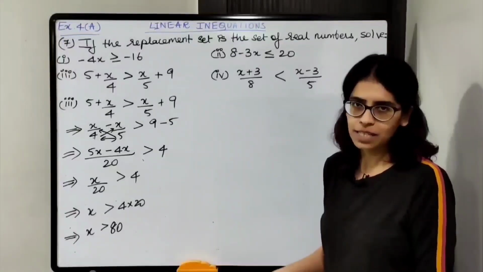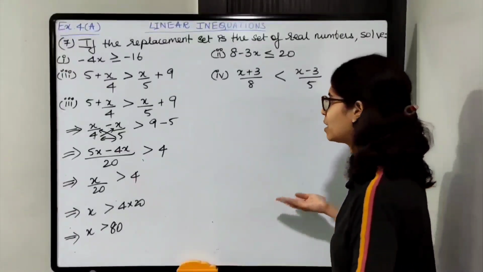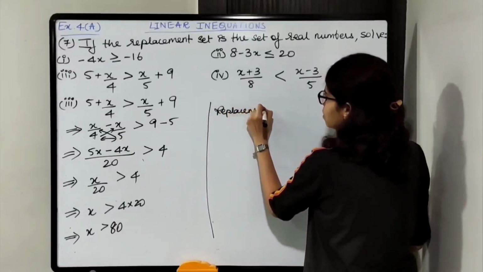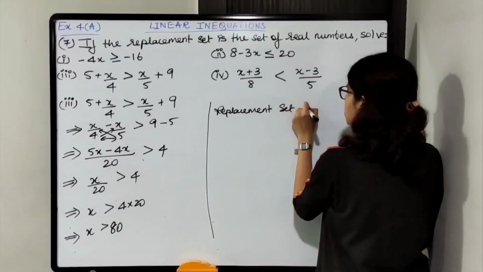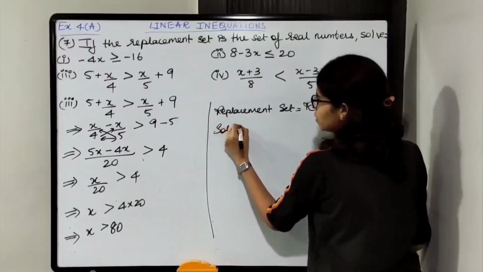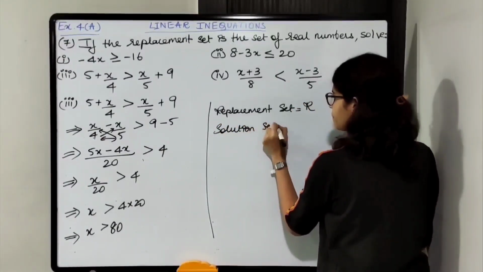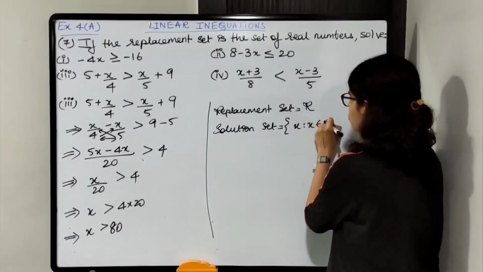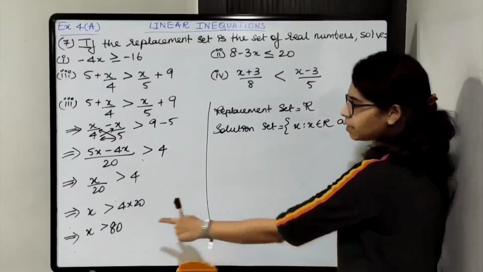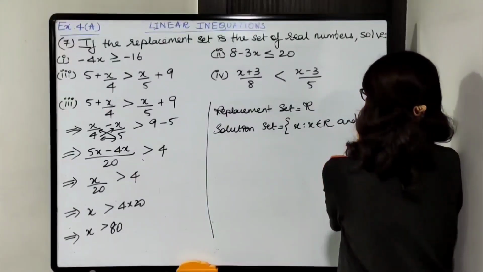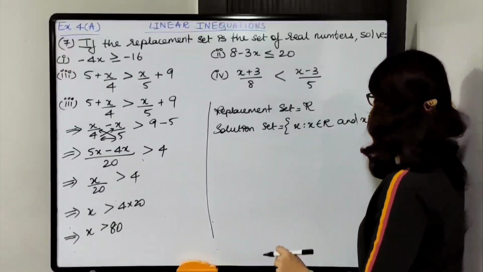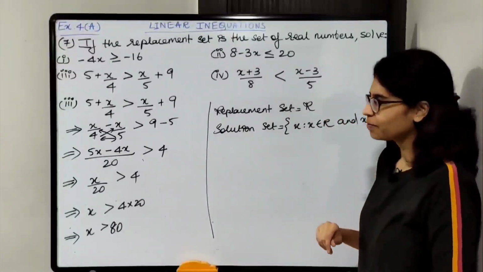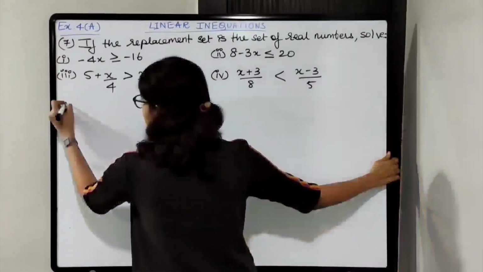Now we'll write down the replacement set first and then we'll write down the solution set. So replacement set is the set of real numbers. So solution set we'll write in set builder form. है ना? Very easy again. You just have to write down x such that x belongs to R and the condition part x is greater than 80. Sorry. Curly brackets होगा. So don't make this mistake. Okay. Now moving on to the last part of the question.